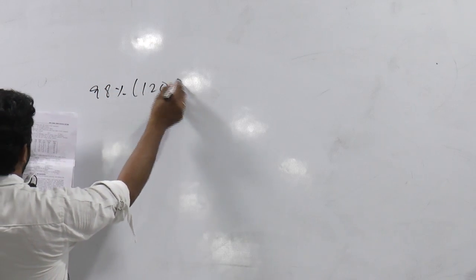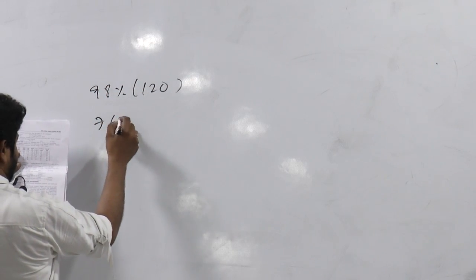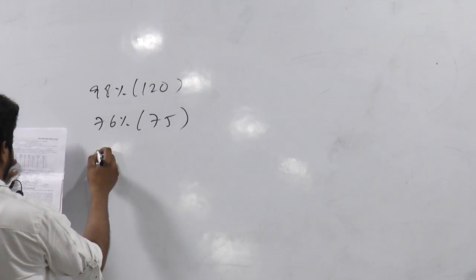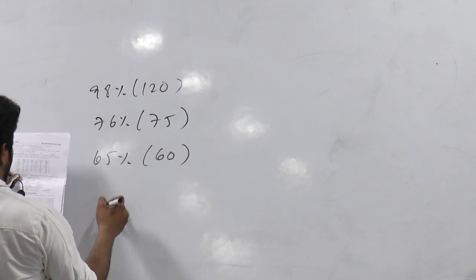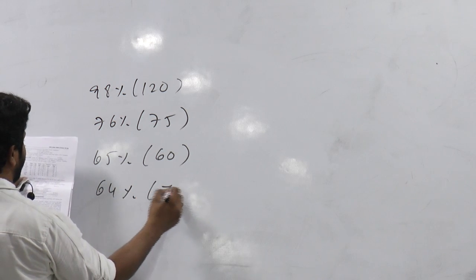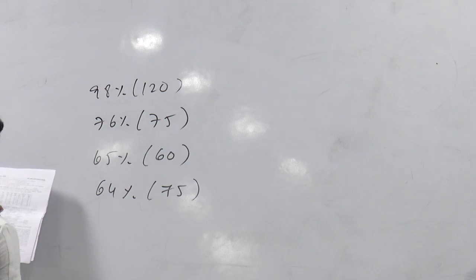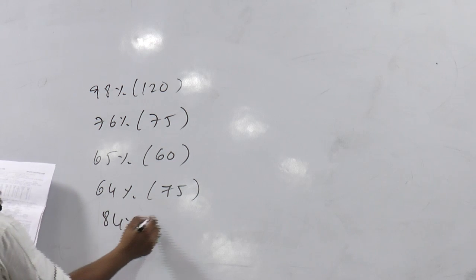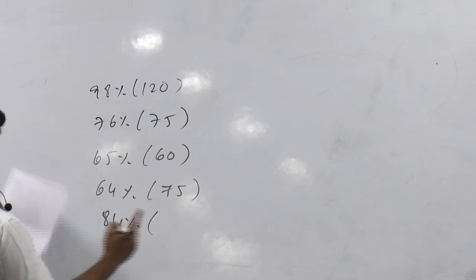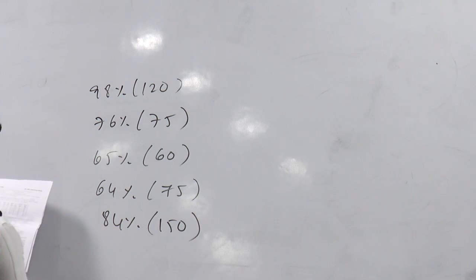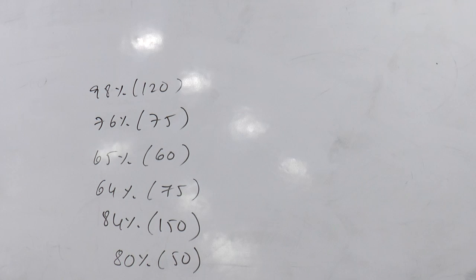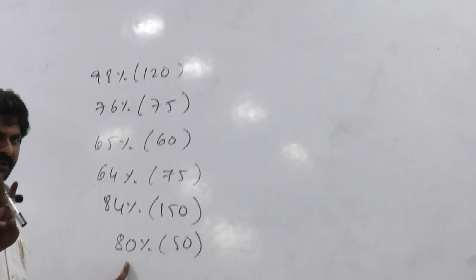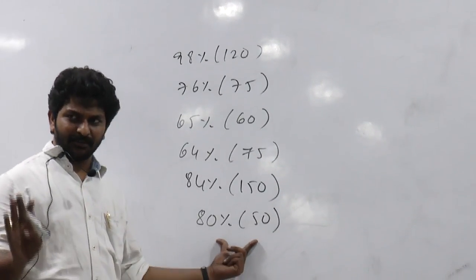98% of 120. 76% of 75. 65% of 60, 64% of 75, 84% of 150, 80% of 50. You asked about least number of marks. 80% of 50 or 50% of 80, which is 40. It looks like least number, 40.